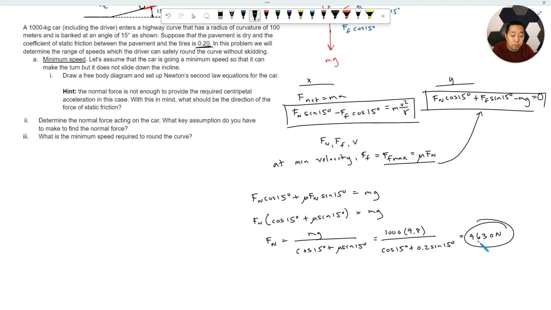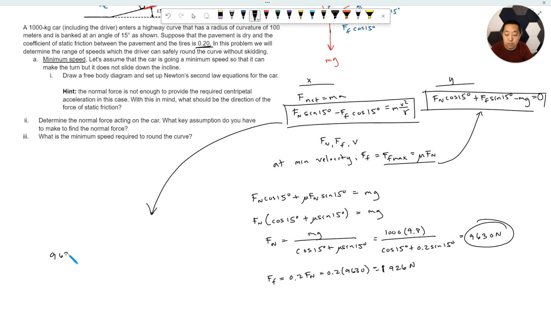Now that we know the normal force, we can find the frictional force, and then we can solve for v over here. So the frictional force is, again, 0.2, because it's the maximum frictional force. It's 0.2 Fn, which is 0.2 times 9630, and that's equal to 1926 newtons.